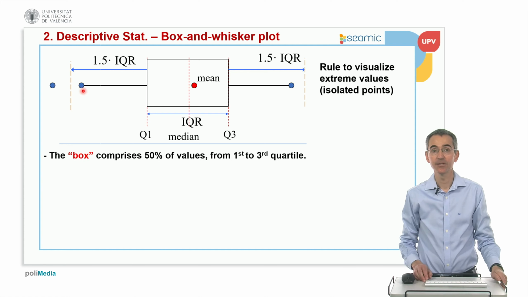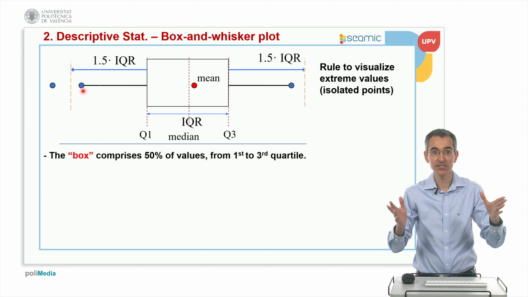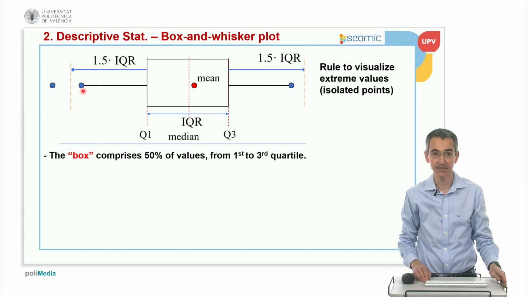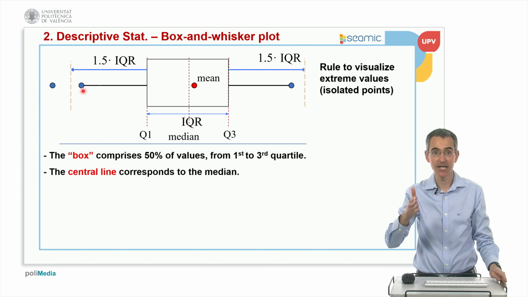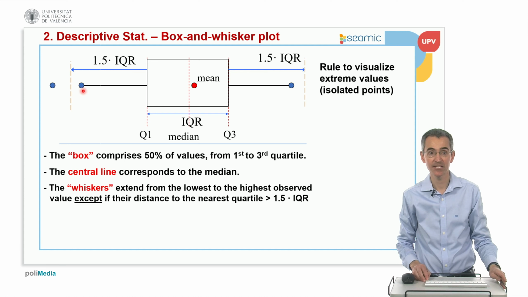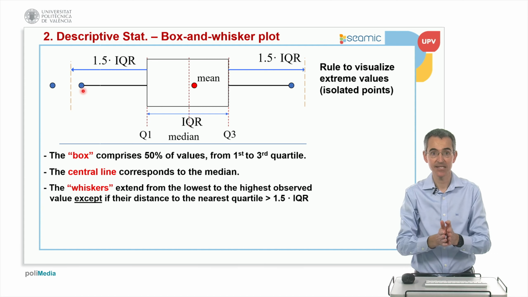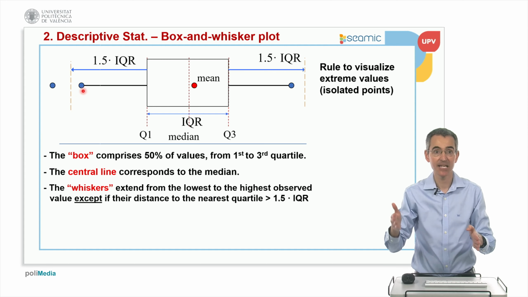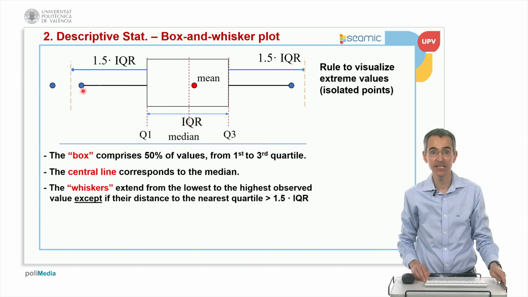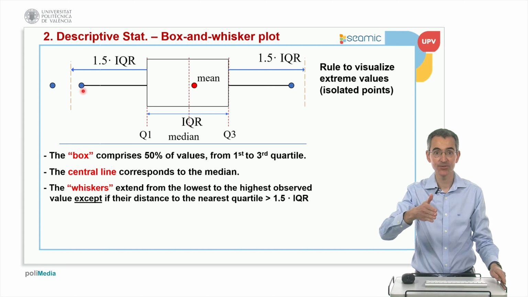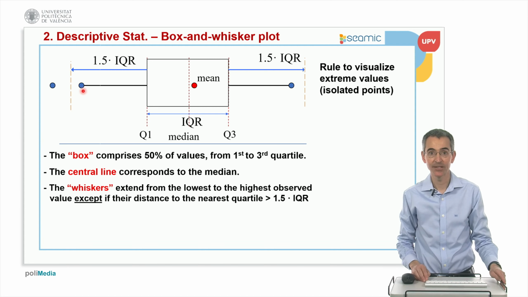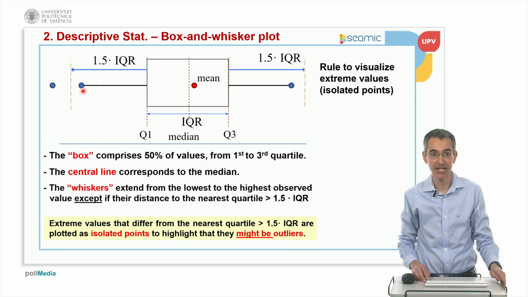Okay, so generally speaking, the box comprises 50% of the values from the first to the third quartile. The central line corresponds to the median, as I have explained. So the whiskers extend from the lowest to the highest observed value, except if their distance to the nearest quartile is bigger than 1.5 times the interquartile range, as I have just explained.